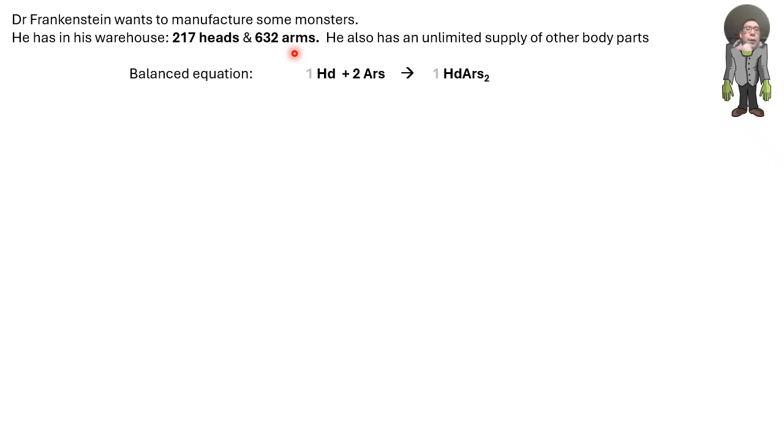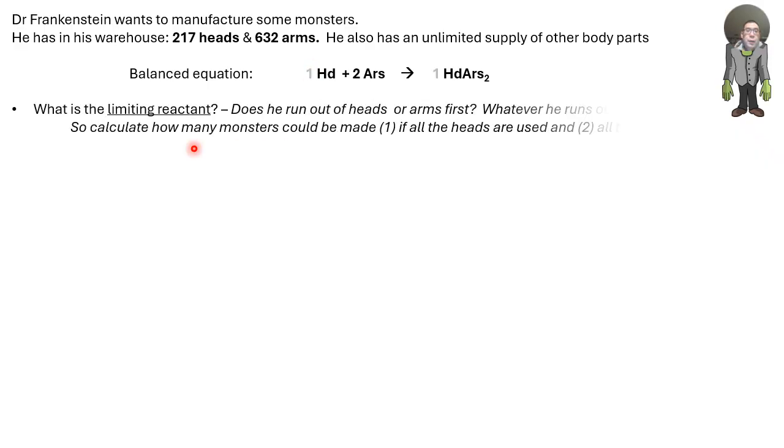And we're going to make this kind of pretend balanced equation. One head plus two arms equals one HDARS2, which is one monster. And of course the ones are grayed out because in a real chemical equation we don't put in the ones. They're kind of pretend. Okay, the first thing we're going to find out is what's the limiting reactant. Does he run out of heads first, or does he run out of arms first?